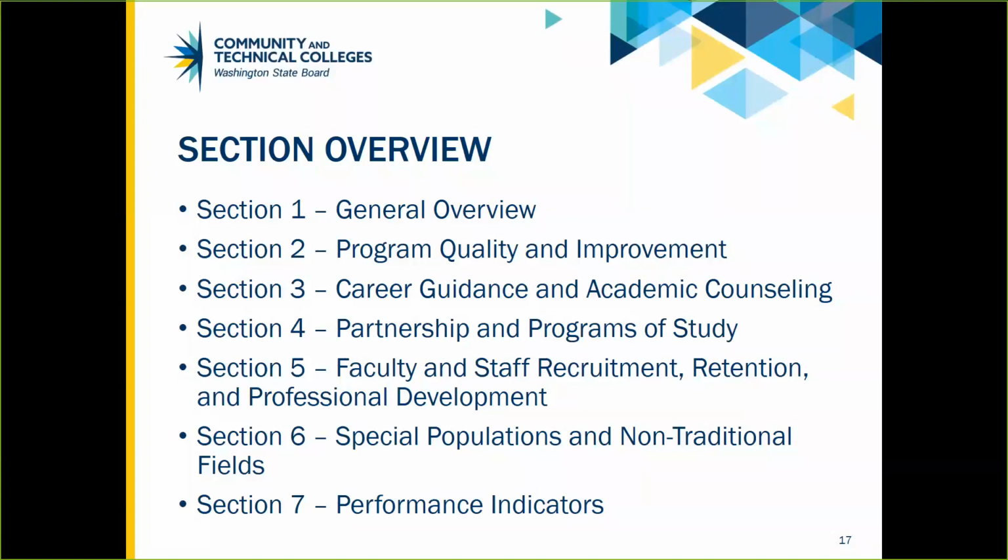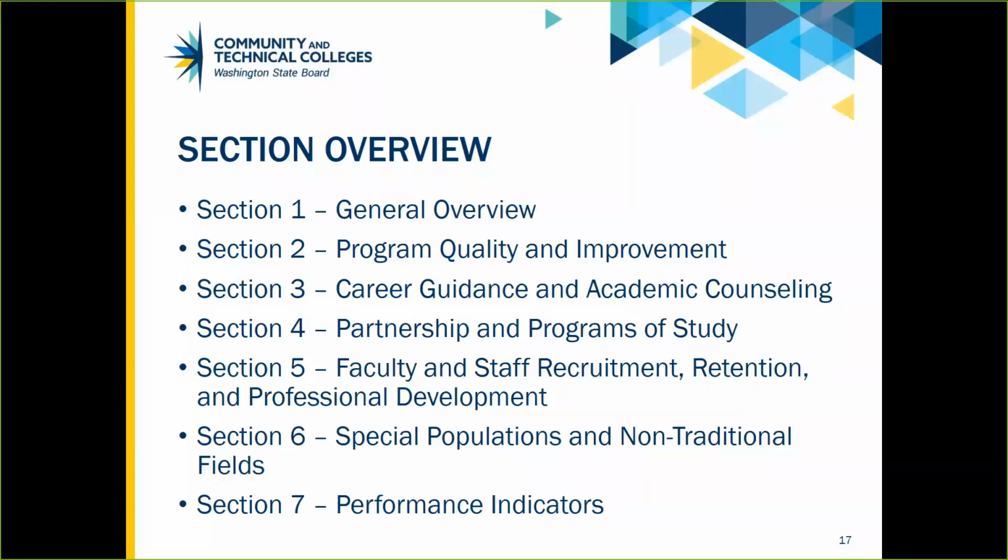Section 6 is dedicated to special populations and non-traditional fields. There's a concern for recruitment, support, and performance of underrepresented students, and that's another highlight of Perkins 5 reflected in the application. As you may know, we will have to start disaggregating performance data by special populations and programs or career clusters, and identifying and responding to performance gaps will be a requirement moving forward.